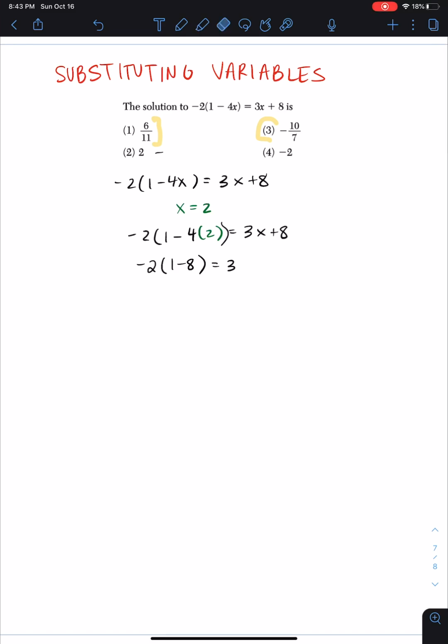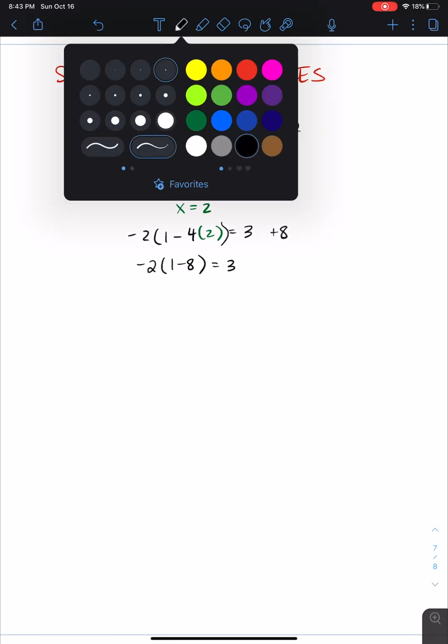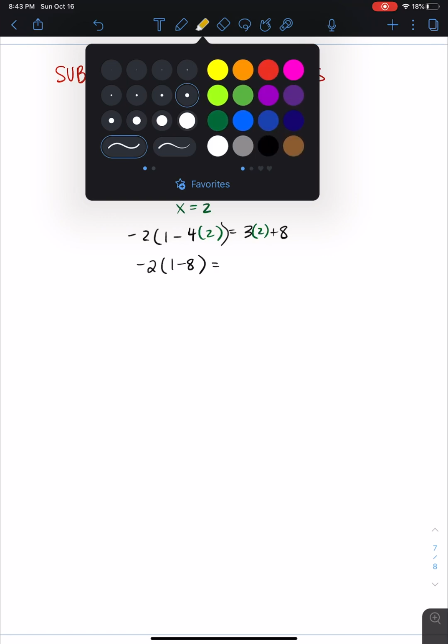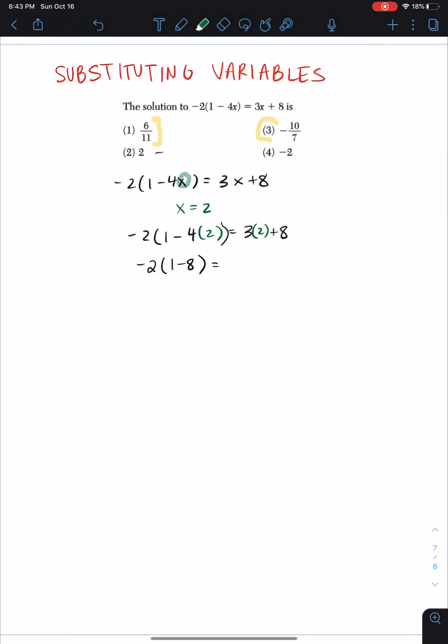And I messed up here. Instead of having x here, I should have substituted in 2, because there's a variable on both sides. I treated it as if there was a variable only on one side. So we want to substitute in 2 in every situation where we see x. Everyone see where my error was?